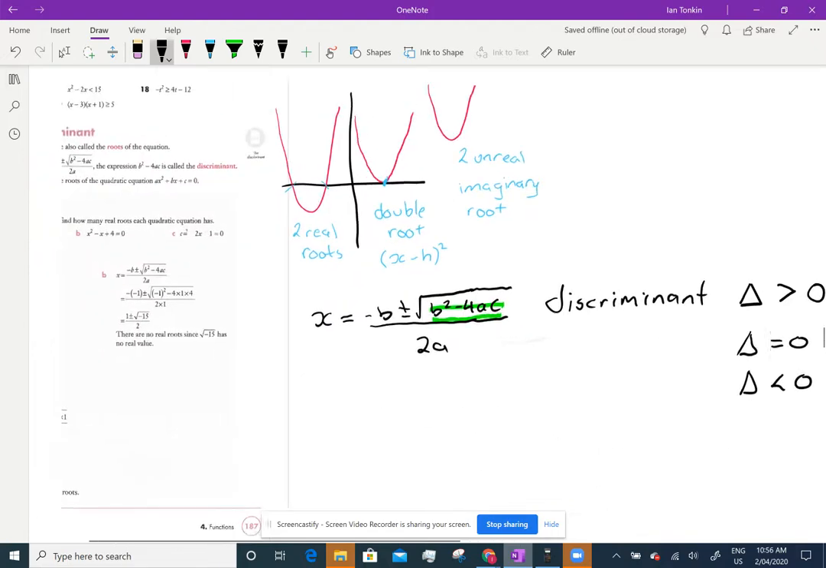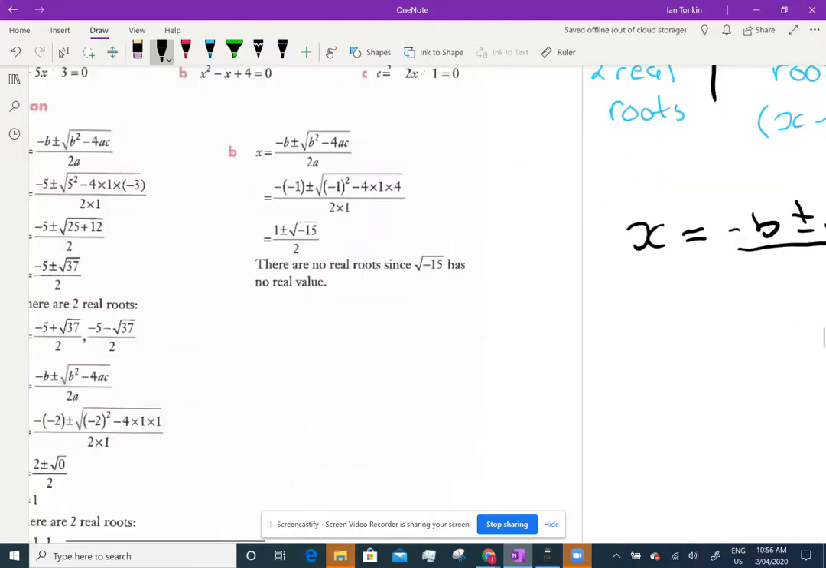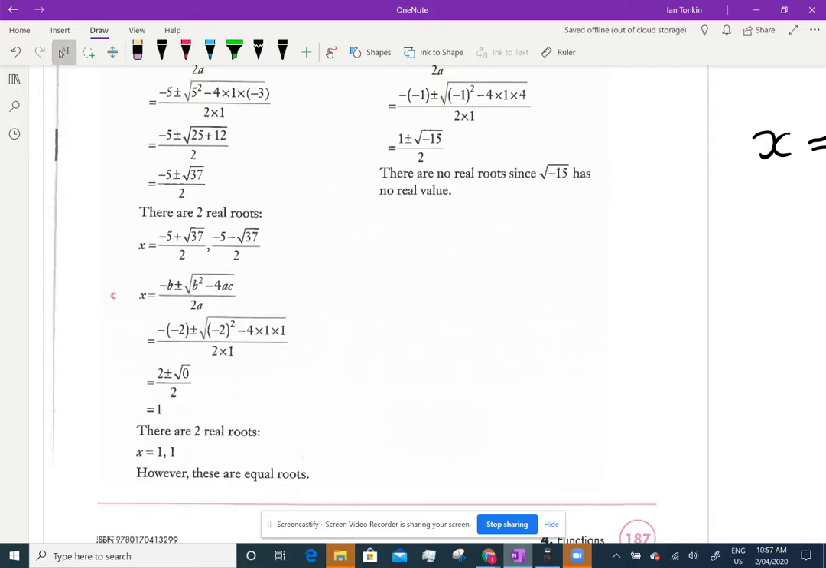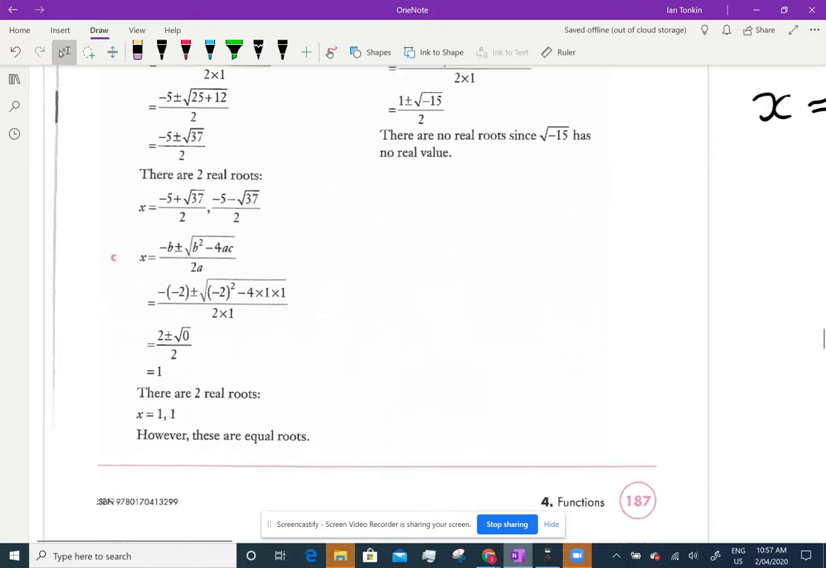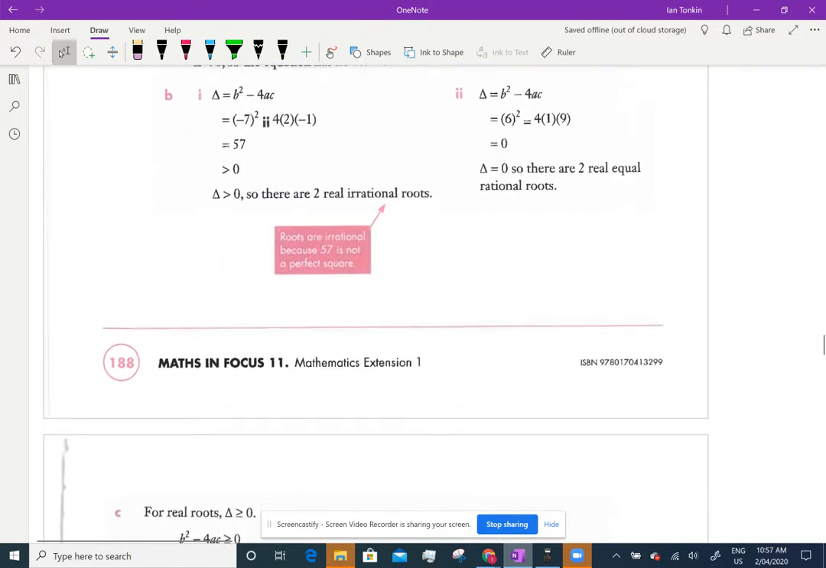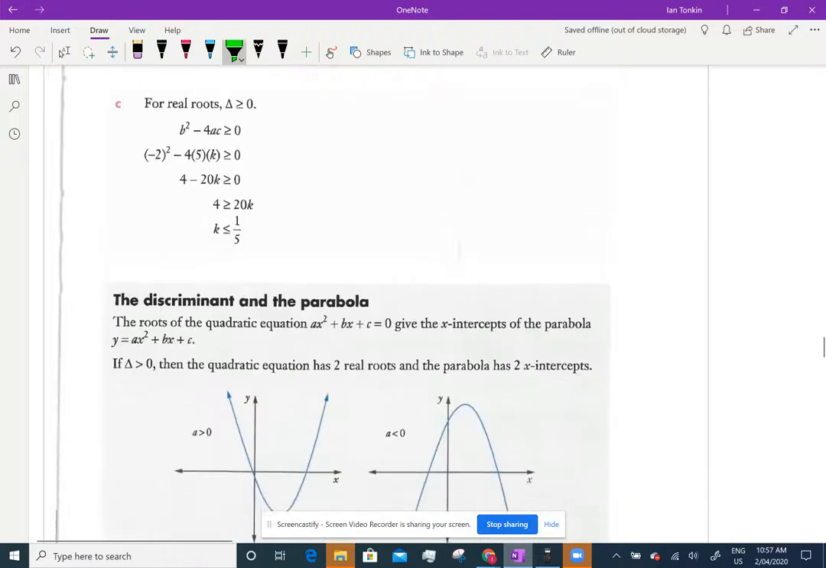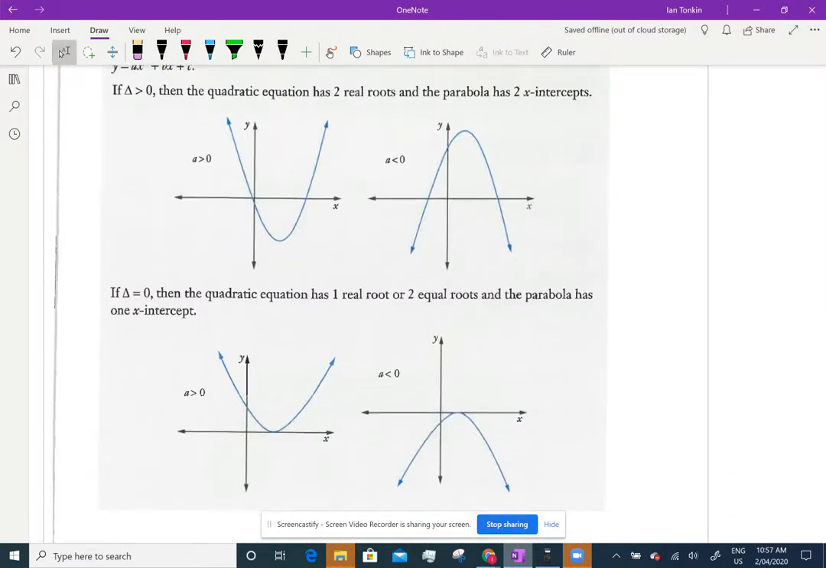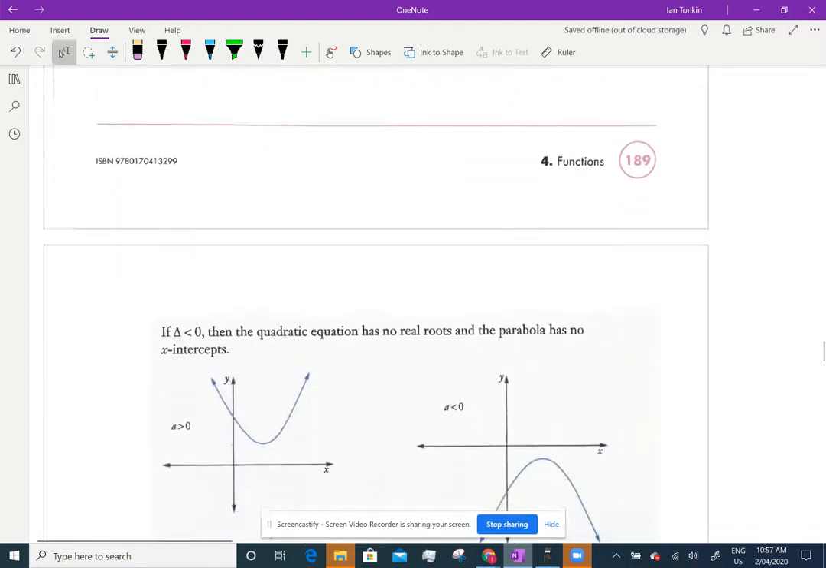Let's see what they said about it. All right, so they say no real roots. Okay, two real roots. However, these are equal. Well, they call them equal. Double, that's okay. So there's the discriminant. Here they are. They talk about it here. Rational, righto. And she gives you a little bit of summary here. We didn't do the negatives, but you can have negative and positive parabolas with real or unreal roots.